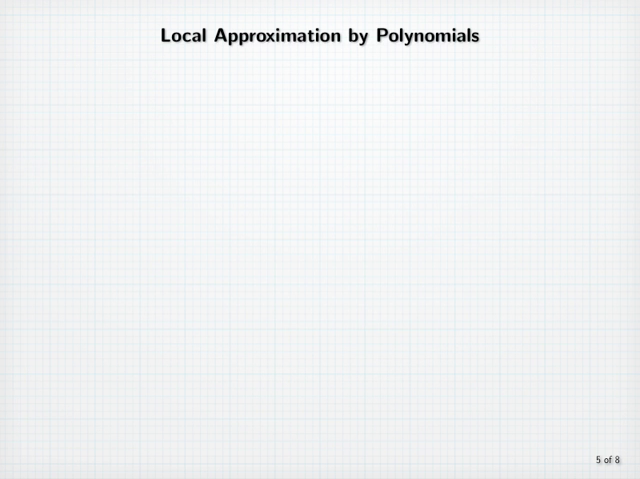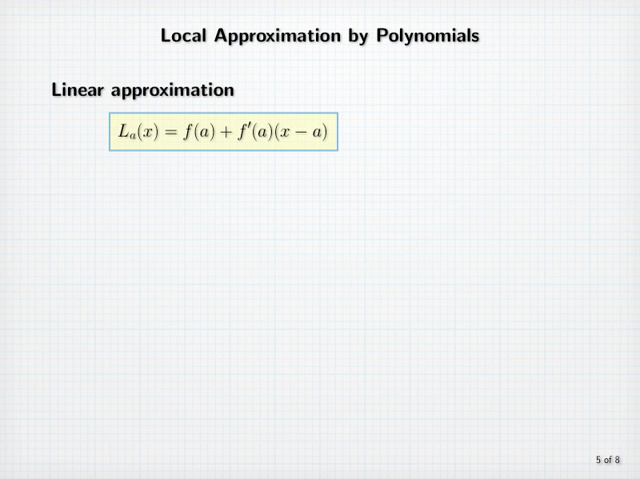Local approximation by polynomials. Linear approximation. We define a linear function L sub a of x equal to f of a plus f prime of a times x minus a. This is the linear approximation of f at x equals a. Let's notice that the derivative of L sub a is simply equal to the derivative of f of a with respect to x, which is 0, since that's constant, plus the derivative of f prime of a times x minus a, which is just the constant f prime of a.